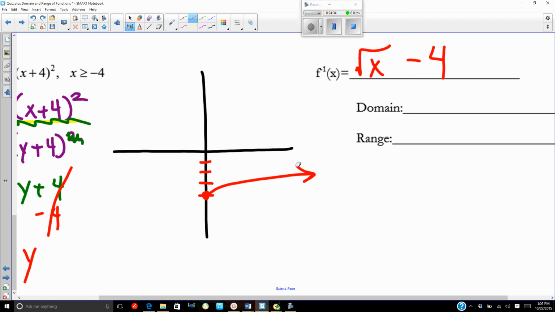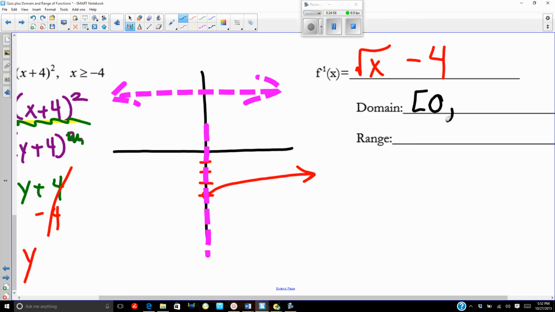So real quick sketch of that graph. It looks something like what I've got there. The domain is the x values, the left and right of the function. The farthest left it goes is right there, and the value for x at that point is 0, and then it goes to the right continuously. It goes from 0 to infinity.